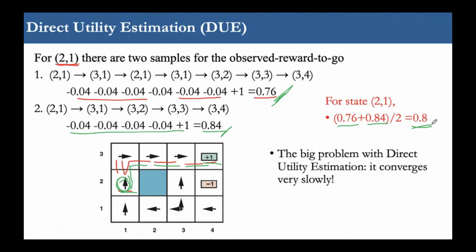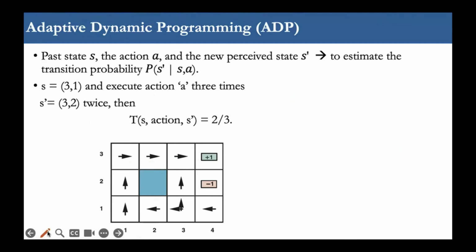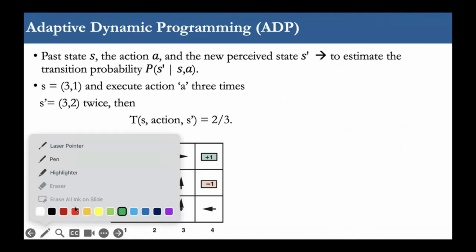And here the main problem is, it converges very, very slowly. Why? Because it is following multiple steps and it is finding the average. So the convergence will be very, very slow. So we go for the next method, which is adaptive dynamic programming.